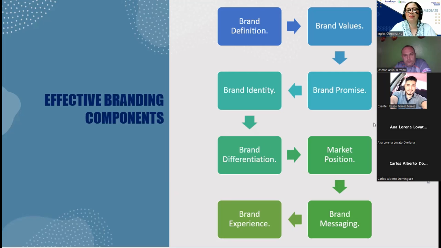The brand differentiation is to make the difference in the whole market. The market position is a place in the mind of the customers. They can remember you, you are recognizable. And the brand experience is any contact they have with our company, in any way, at any moment, on the platform, on our project. And then the brand messaging: our messages must take our seal, right? Our messages must take our seal.